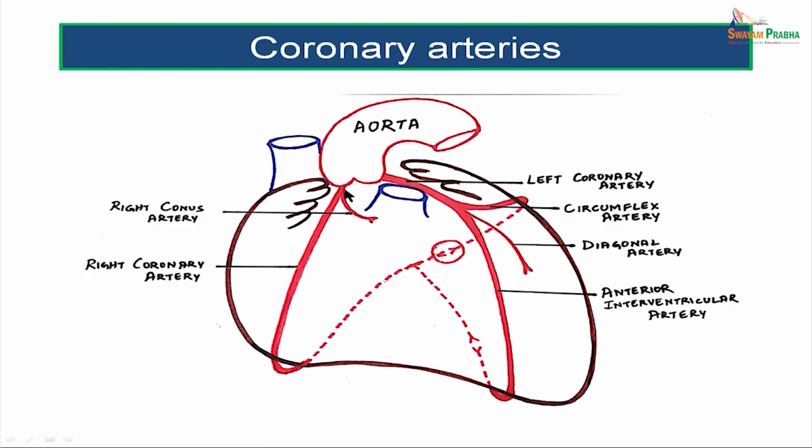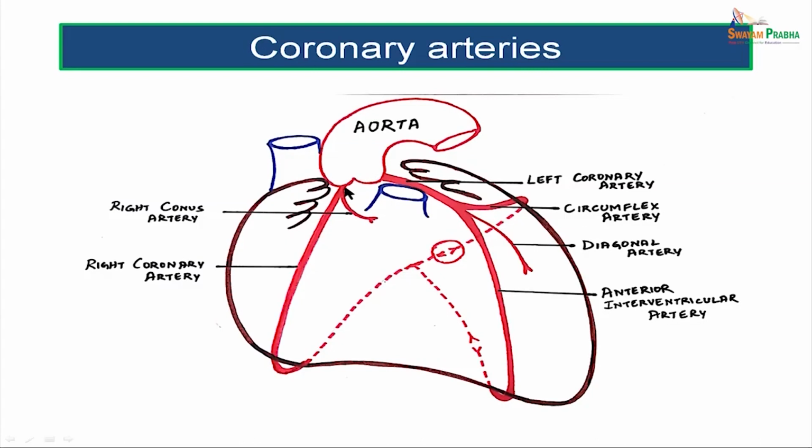Then you find there are 3 coronary arteries, and this right conus branch will be called the third coronary, which will take an origin directly from the anterior aortic sinus. So, this is seen occasionally. Otherwise, the right conus artery is a branch coming from the right coronary artery.